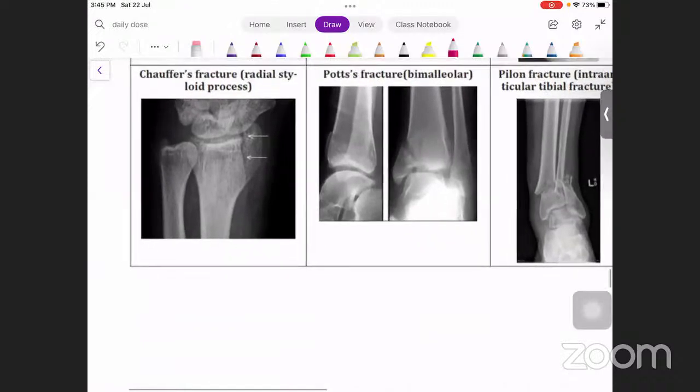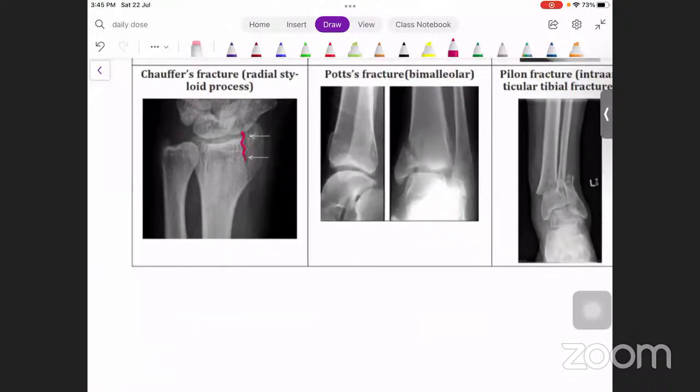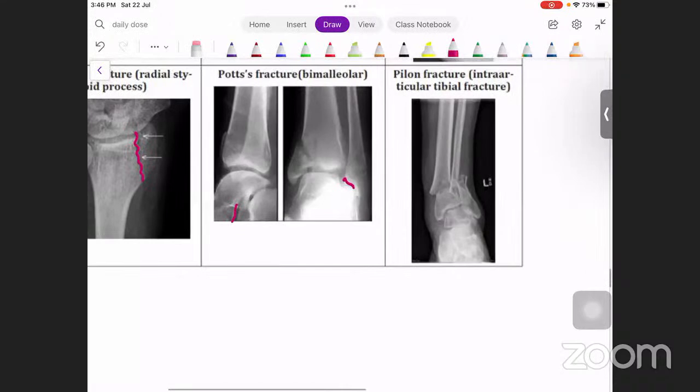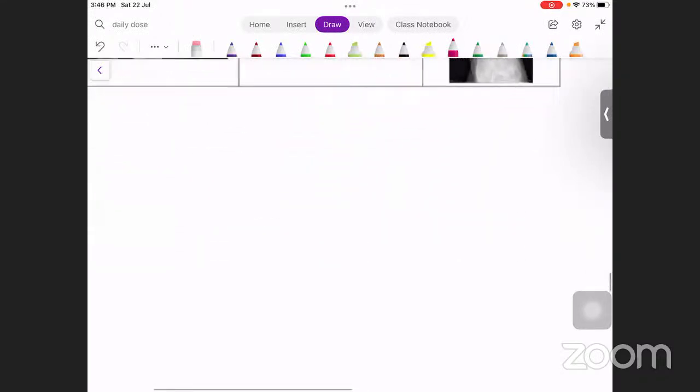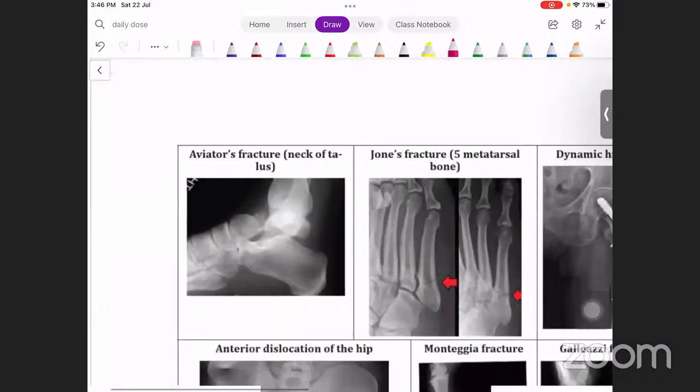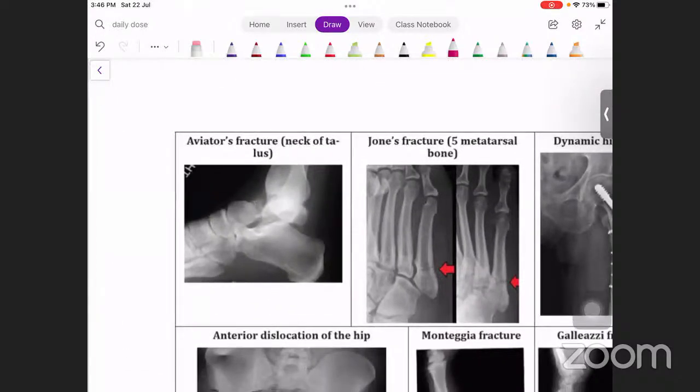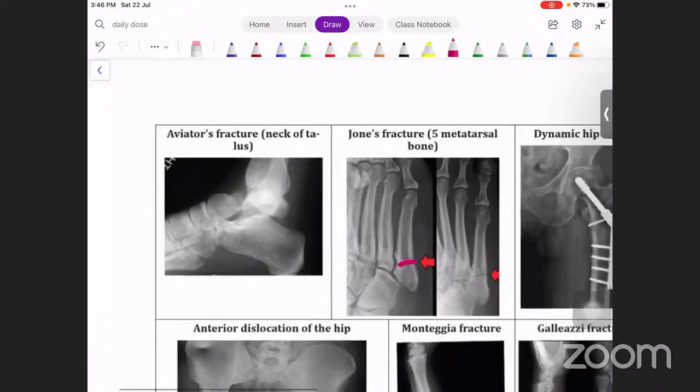And apart from that, you have Chauffeur's fracture, where you see the radial styloid process has been fractured over here in this X-ray. And you have the Pott's fracture, bimalleolar fracture. In Pott's fracture, you may see that there is a bimalleolar fracture. And Pilon's fracture, intra-articular tibial fracture is your Pilon's fracture. Aviator's fracture, neck of the talus. And apart from that, the Jones fracture, you may see there is a small line.